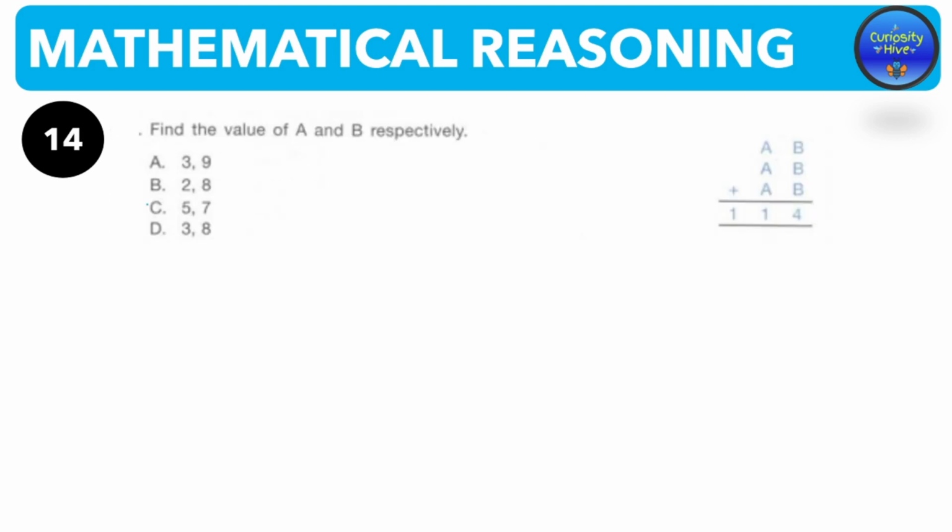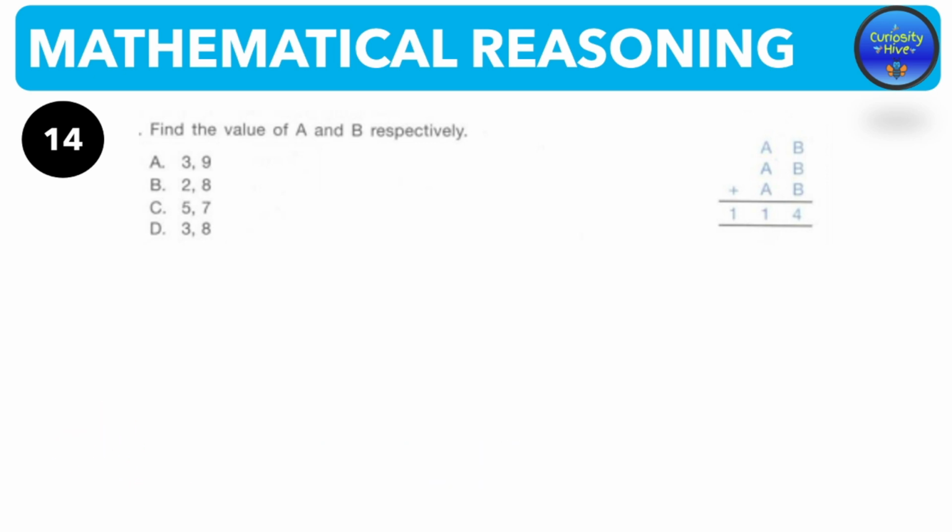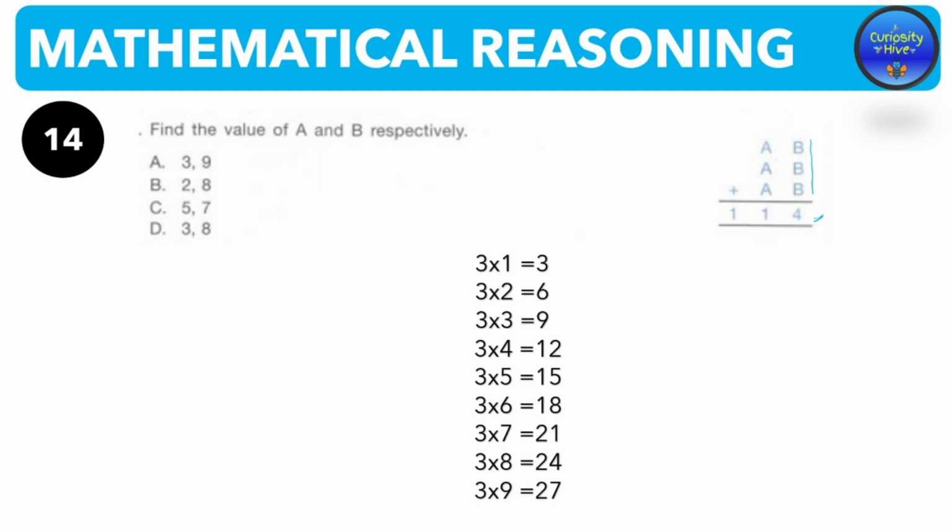Next question. Find the value of A and B respectively in this equation. Pause the video if you need more time to solve this. But let me explain this. Now, 3 times B in one's place gives us the answer which has 4 in one's place. That means let's look at the table of 3 which gives 4 in the ones place. So here I have the table of 3 and 3 times 8 is 24.